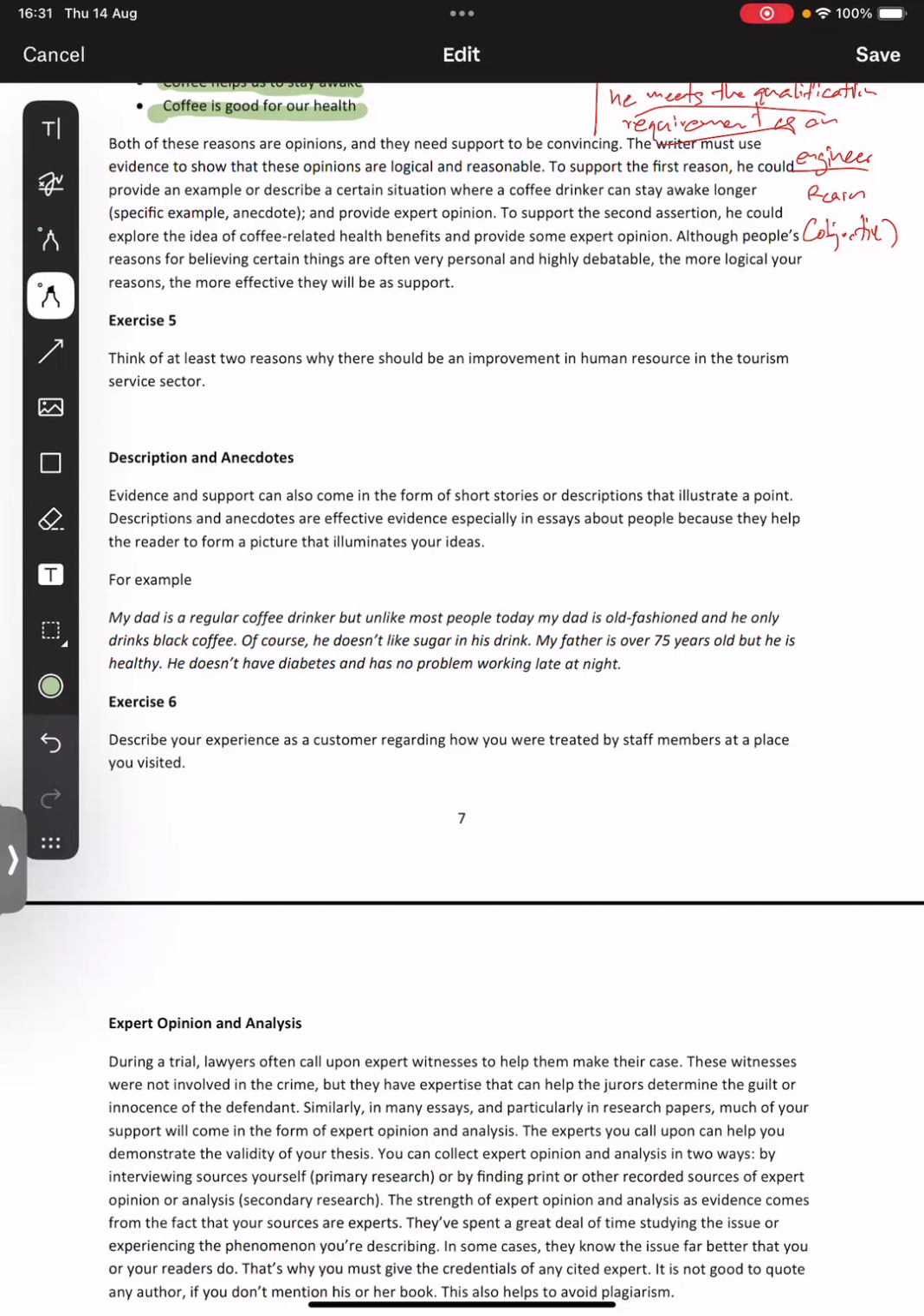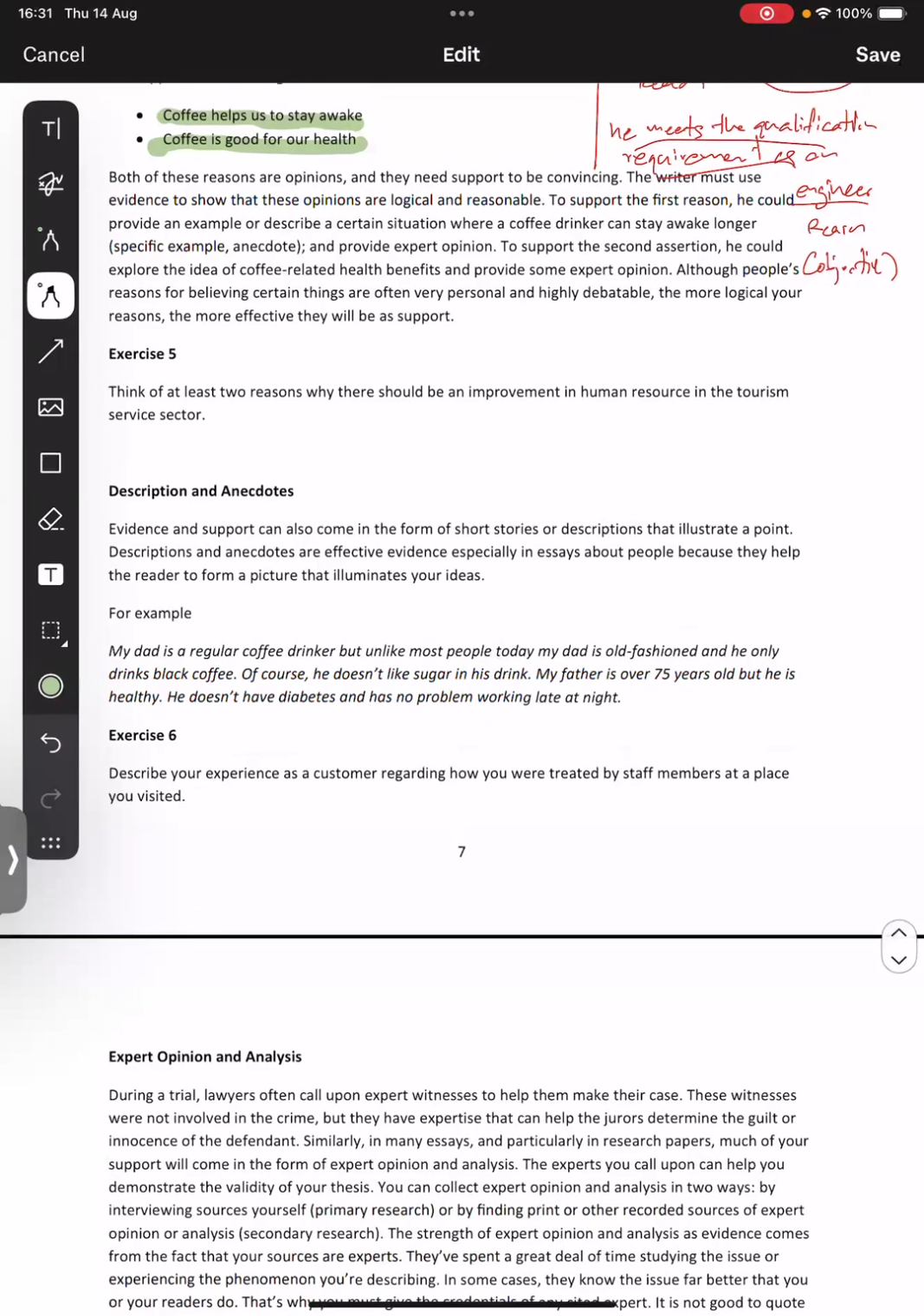Think of at least 2 reasons why there should be an improvement in human resource in the tourism service sector.